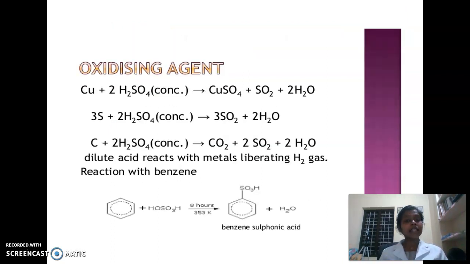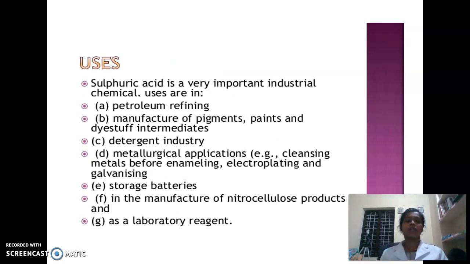It also acts as a good oxidizing agent. These are examples relating to oxidizing agent where copper reacts with H2SO4 giving copper sulfate plus sulfur dioxide plus water molecule. And sulfur reacts with H2SO4 giving SO2 plus water molecule. So these are the reactions of H2SO4 where H2SO4 acts as the oxidizing agent.